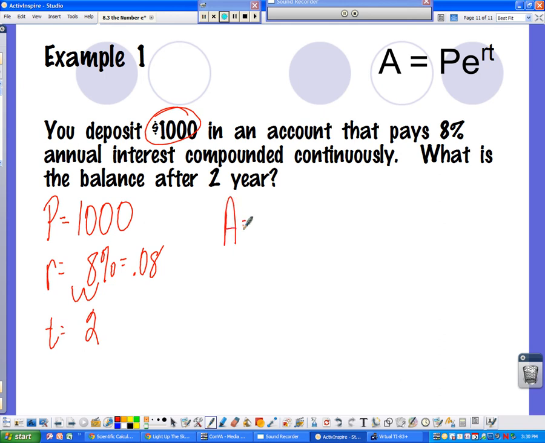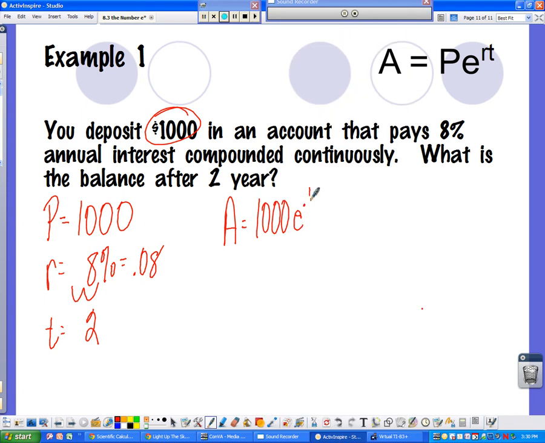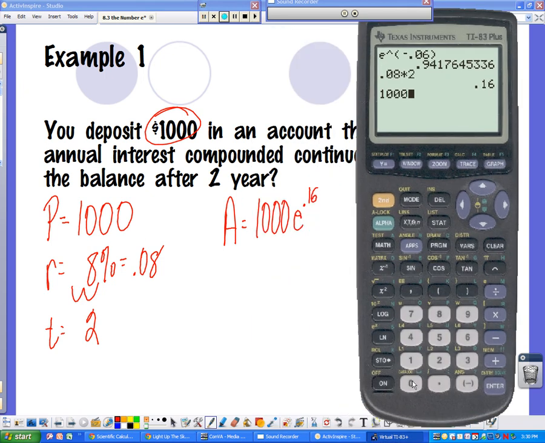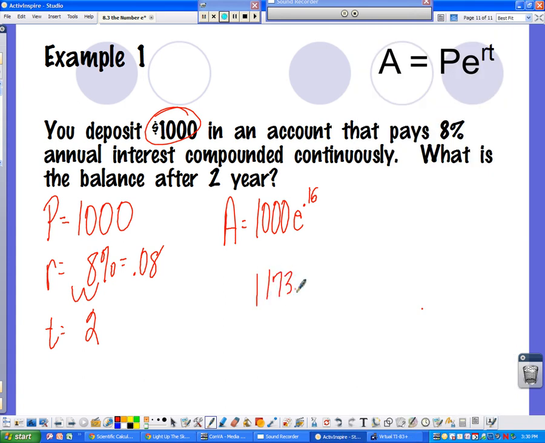So my account balance, principal is 1,000. e, and then I would go ahead and multiply your rate and your time, so 0.08 times 2, which gives me 0.16. And then your final answer is going to be 1,000 e to the 0.16. Close your parenthesis. So you get $1,173.51. There's your final answer, okay?